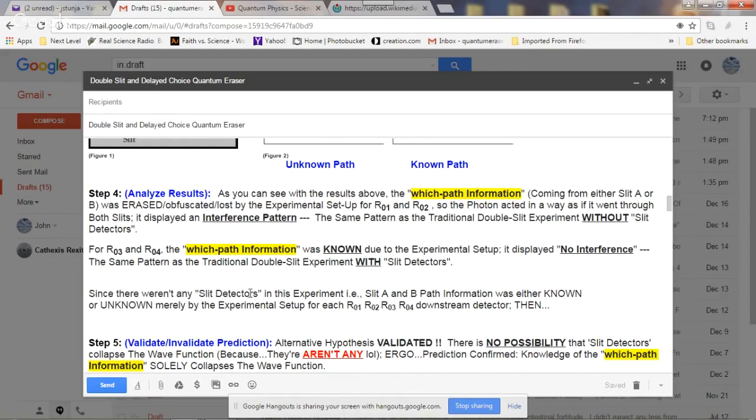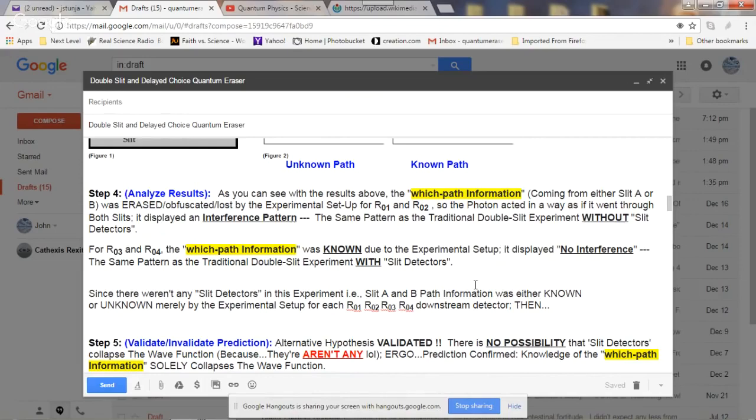Since there weren't any slit detectors whatsoever in this experiment, that is, slit A and slit B path information was either known or unknown merely by the experimental setup for each R1, R2, R3, and R4 downstream catcher's mitt or detector.